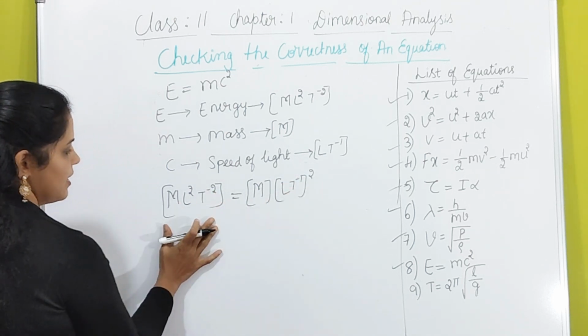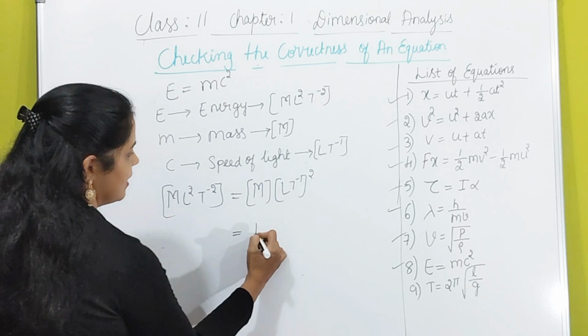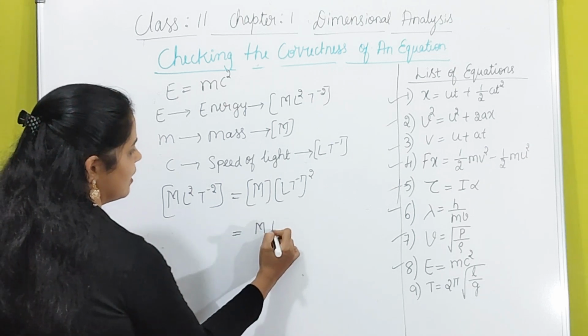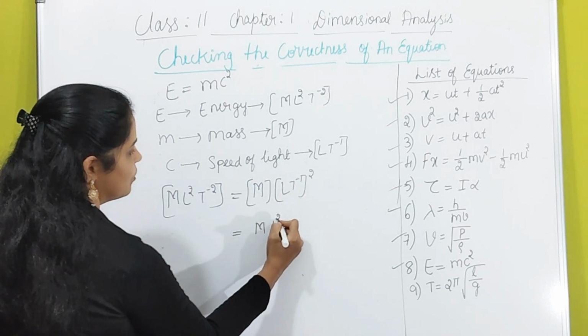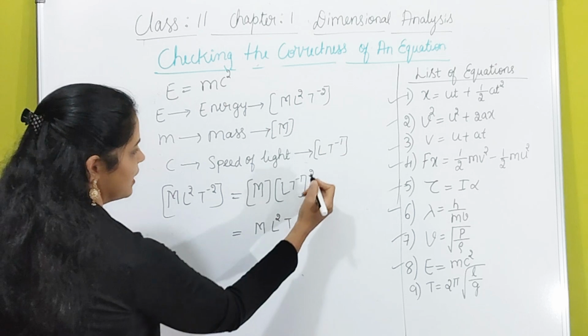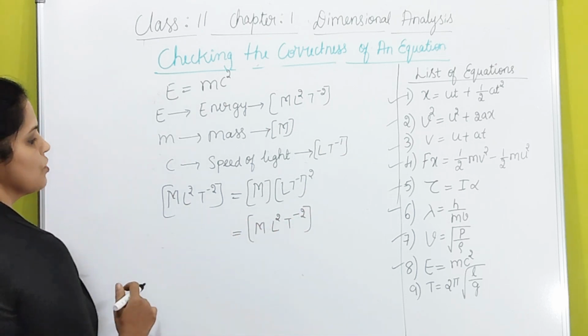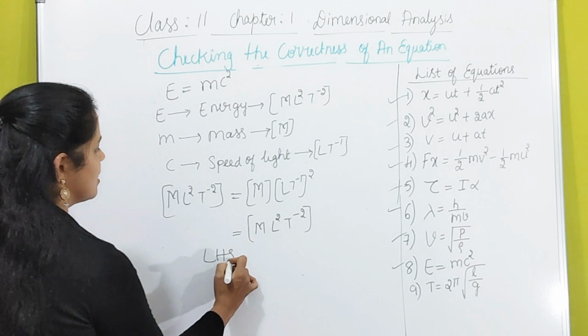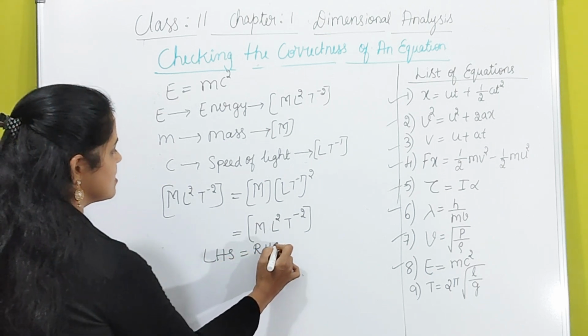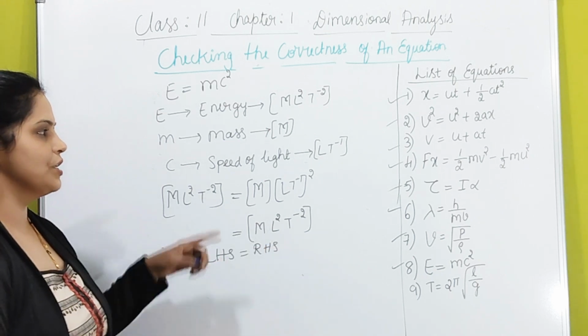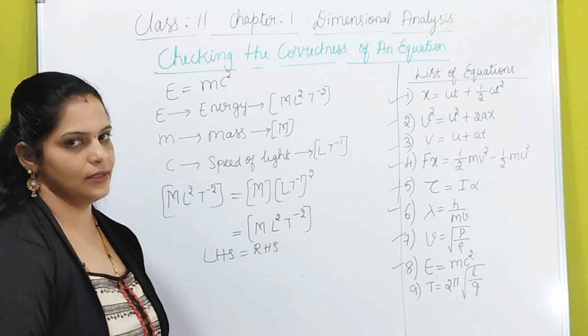The left hand side you keep as it is. In the right hand side, m remains the same, L square, and T to the power minus 1 into 2 is minus 2. Now look at these two. Both have the same dimension, right? LHS and RHS are the same. Therefore, the given equation is dimensionally correct.